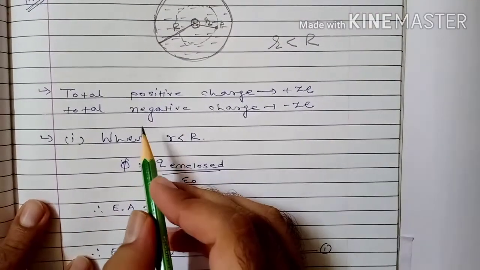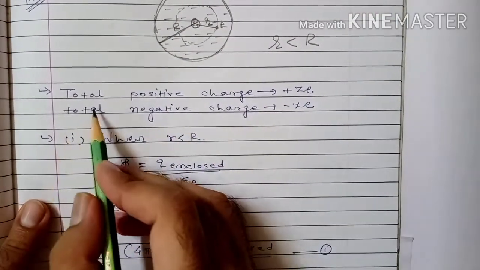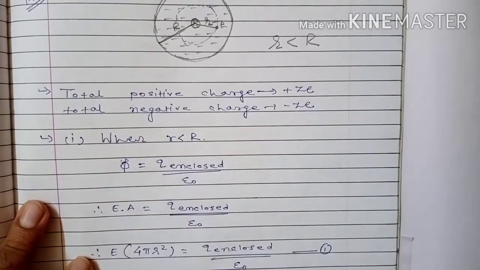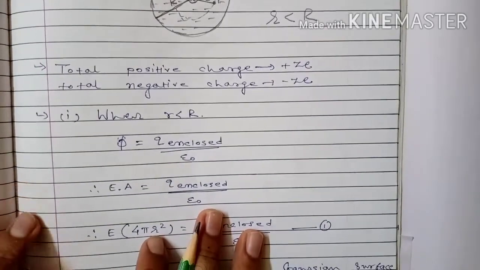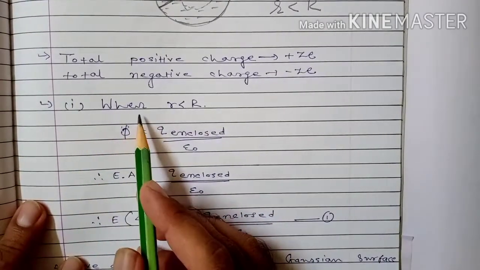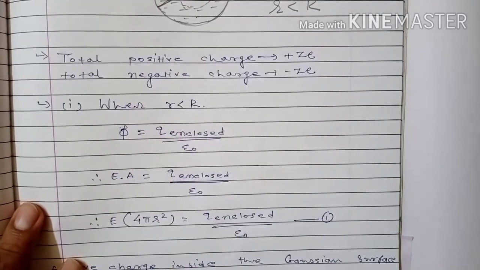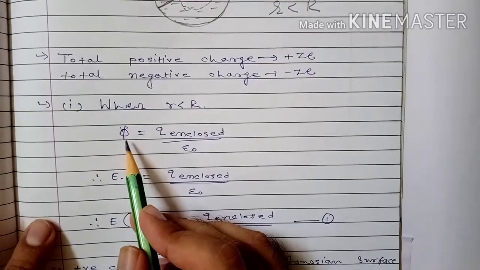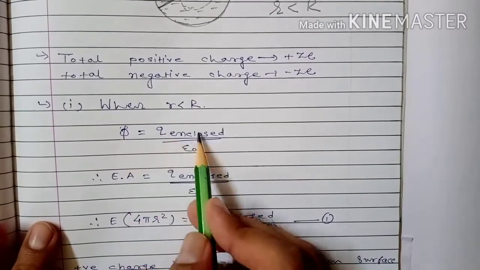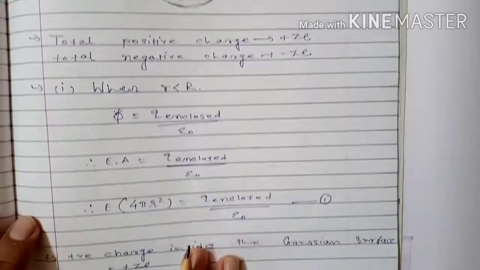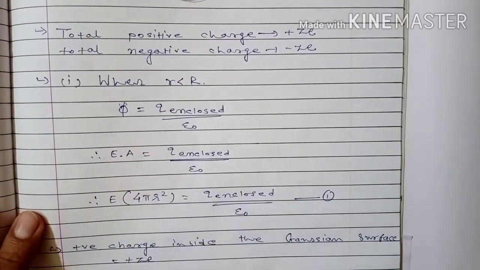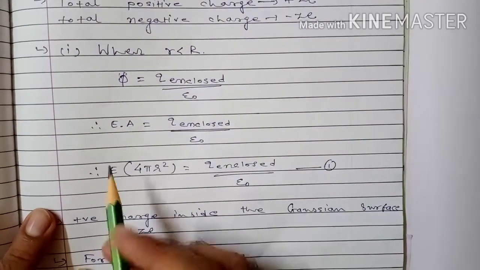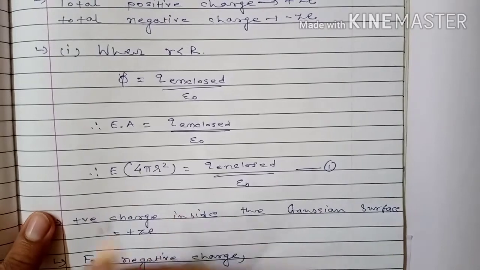Total positive charge is plus Ze. Total negative charge is minus Ze. So we can say that the atom is electrically neutral. First, when r is less than capital R, at that time, according to Gauss's law, flux phi associated with the Gaussian surface is charge enclosed upon epsilon naught. But we know that flux phi is equal to electric field into area, equal to charge enclosed upon epsilon naught. Therefore, electric field into area of the Gaussian surface.